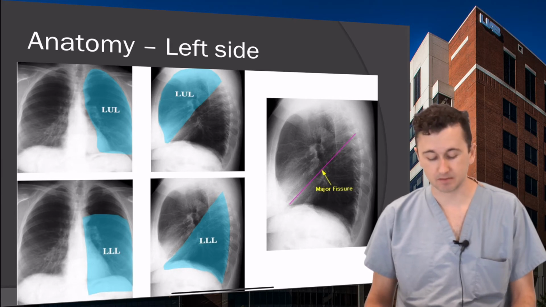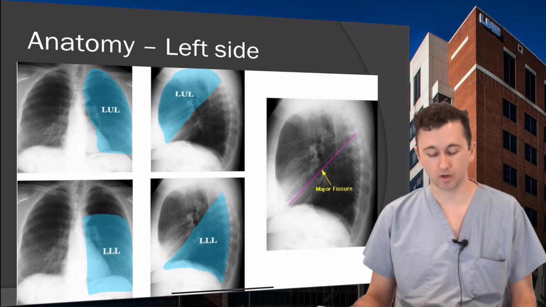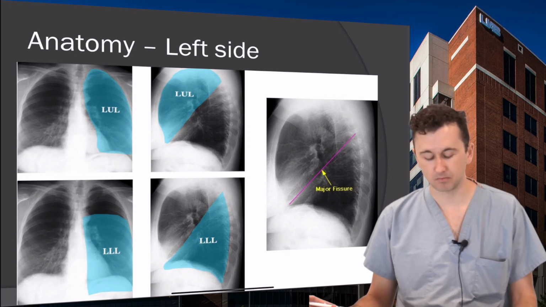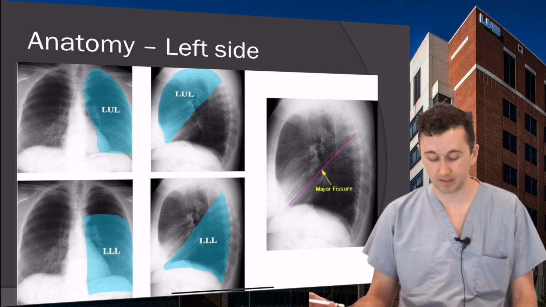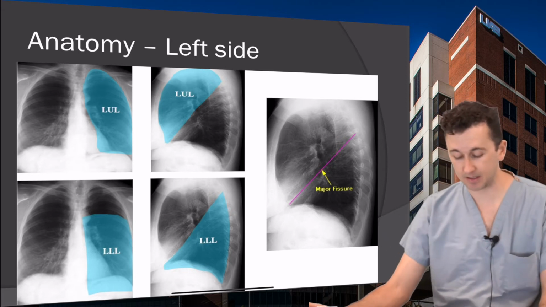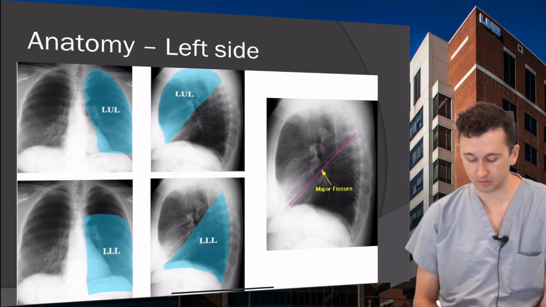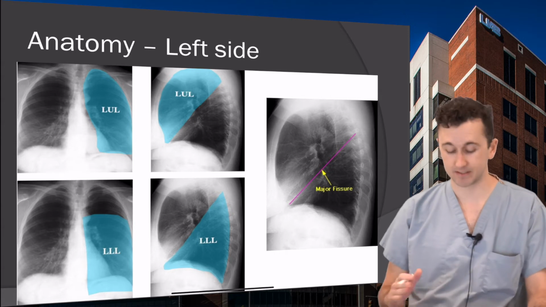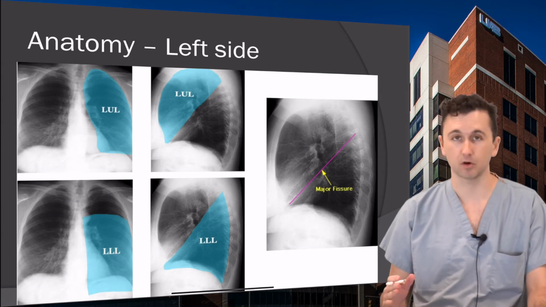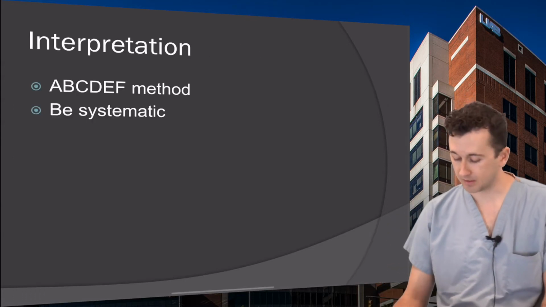It's important to keep this in mind when you're trying to localize where something pathological may be. If you're just looking at an AP or a PA film and you've got a lesion here, you cannot tell if that's in the lower lobe or the upper lobe. Okay, so that's where the lateral film is really helpful.